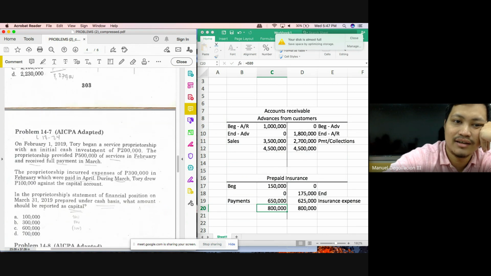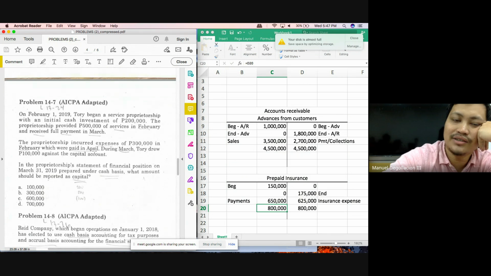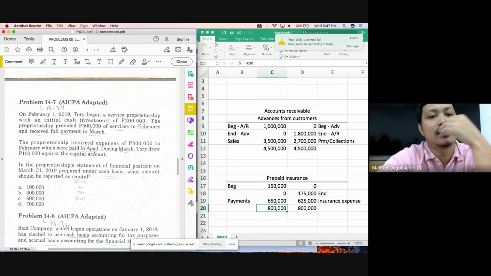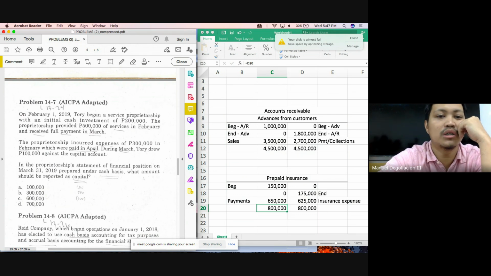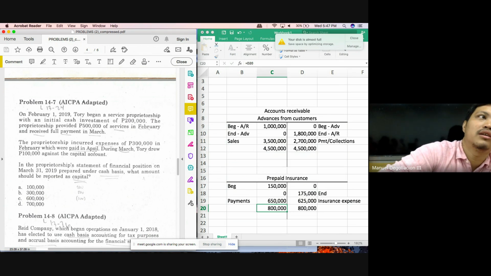Let's try if I can still. 14-7, class. A question that can be solved by a senior high student. What would be the balance? Plus capital, class. How do you determine your ending capital? Capital beginning plus investments minus withdrawals plus or minus profit or loss. How much is your beginning capital? 200. Do you have withdrawals? Yes, 100. So what else will affect your capital account? Your net profit or your net loss.